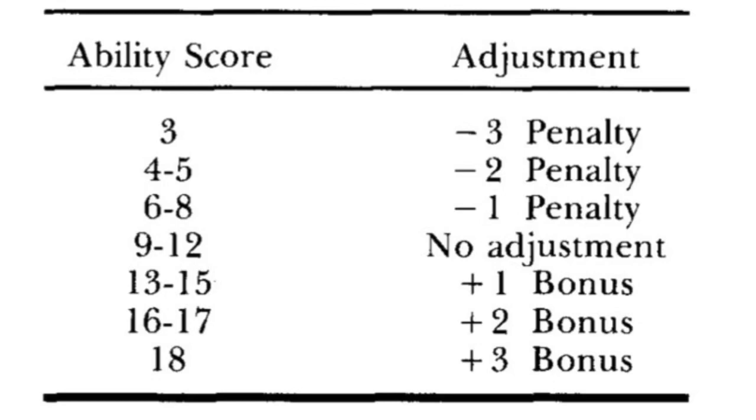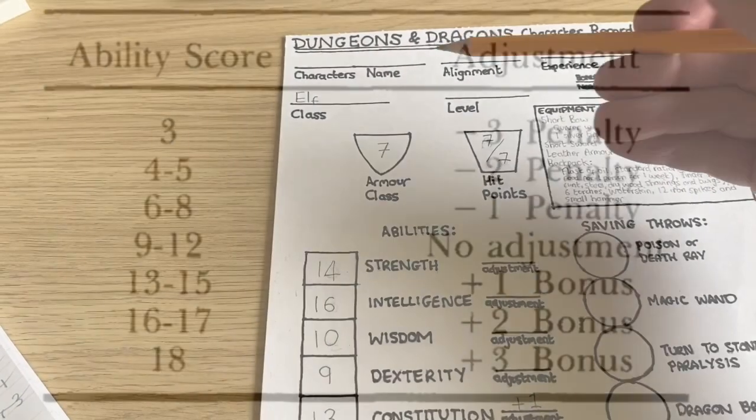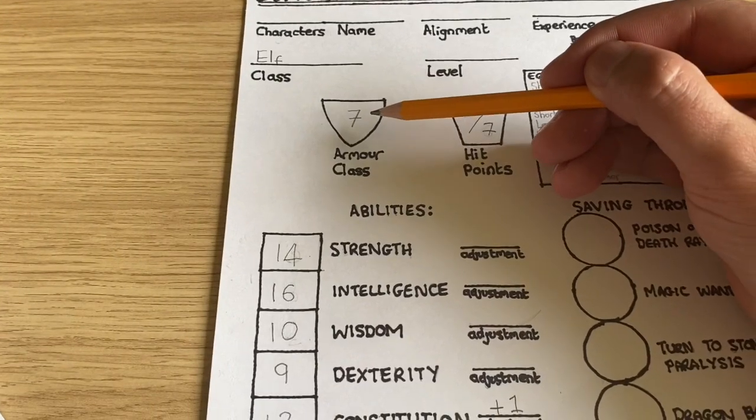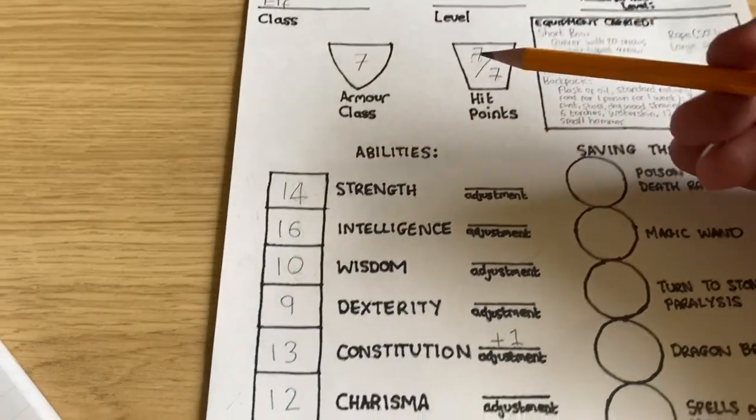However, if you do get a bonus, then you subtract that bonus from your armour class, essentially lowering your armour class and making you harder to hit, as in the basic D&D system, a lower armour class means you are essentially harder to hit. So I've filled in my character's armour class there, 7.